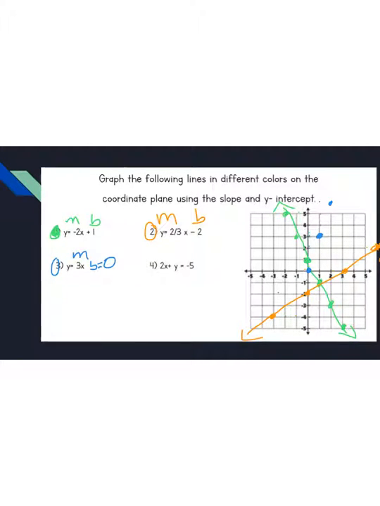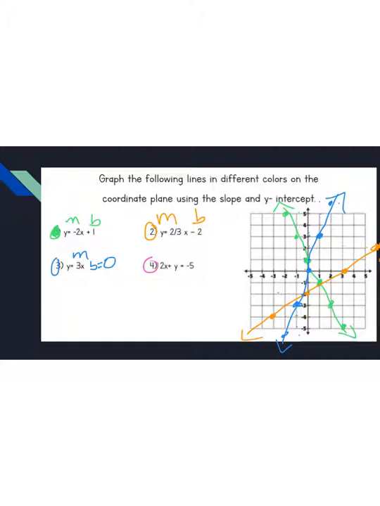Repeat the process going the opposite direction. 1, 2, 3. Left 1. 1, 2, 3. Left 1. And go ahead and connect all those dots.